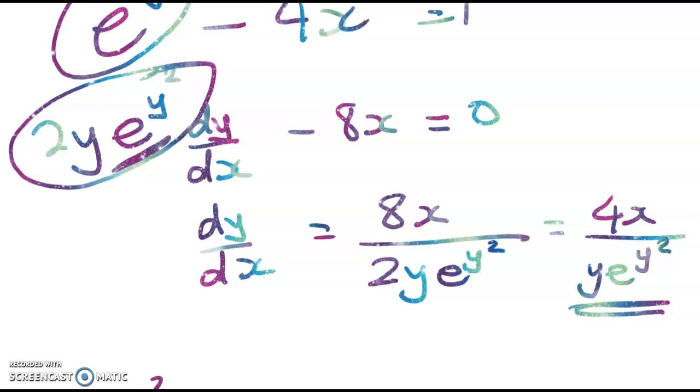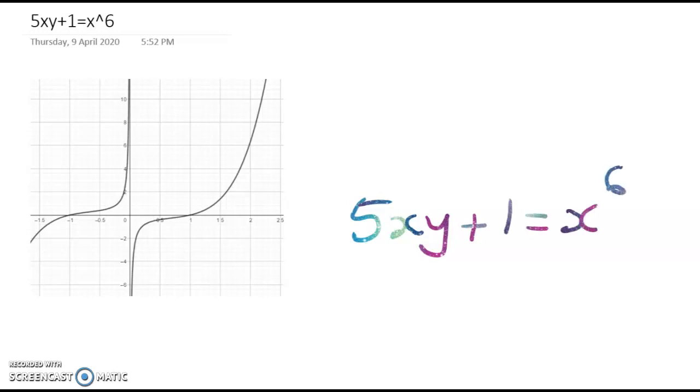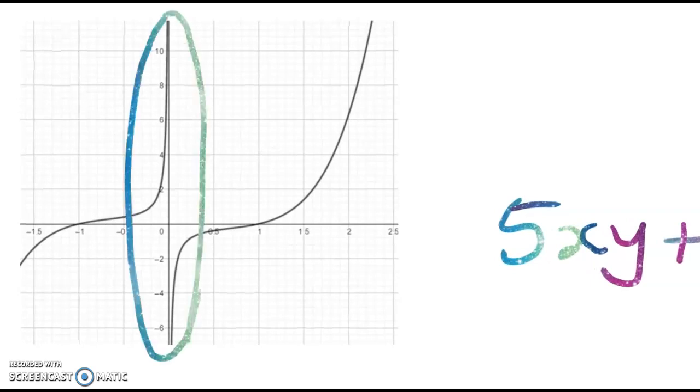Okay, on to question 3. So question 3 is 5xy plus 1 is equal to x to the power of 6. So there's my graph. It's quite a cool graph. And you'll notice that it's got an asymptote at x equals 0.